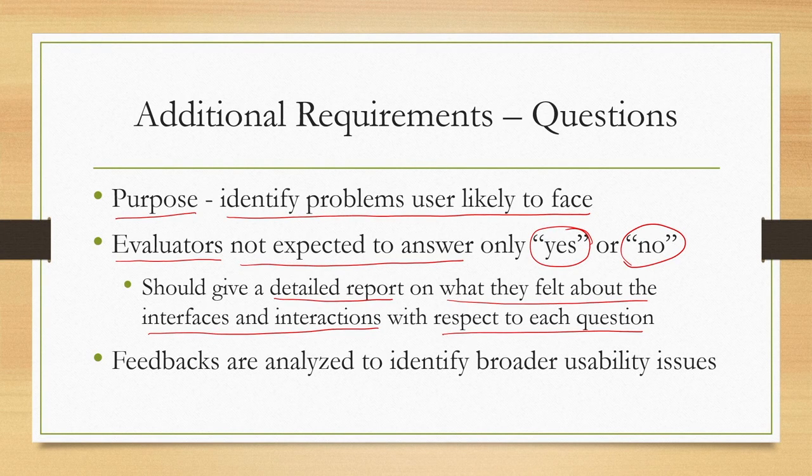So, an answer with explanation is expected from each evaluator. Now, once all the evaluators have submitted their reports, those are compiled by the lead evaluator or team lead and analyzed to identify broader unique usability issues, which will form the final list of usability issues based on which the design may be refined or based on which we may decide not to refine. Because if the list is very small, that points to insignificant issues, which indicates that no further changes in the design are required. So, we may stop the cycle, otherwise we may continue with the cycle.